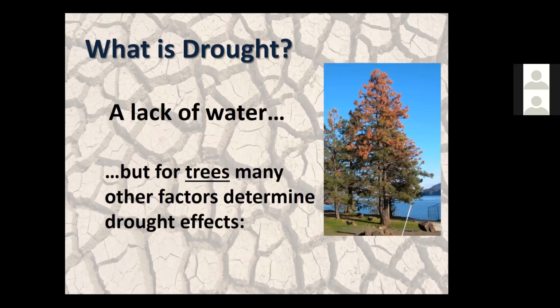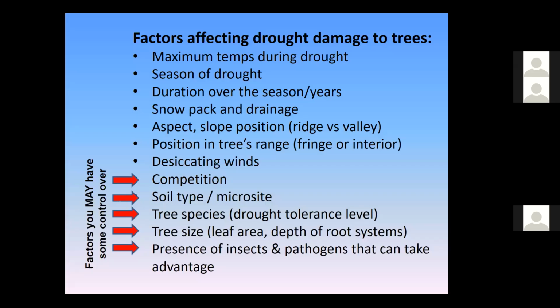But for trees, there are other factors that determine how that drought or lack of water affects them and whether or not they can recover from that damage or whether or not it might lead to some permanent damage or mortality. So here's a nice long list for you of all the factors that I could think of that would affect how a tree might respond to drought. And most of them are things that you're not going to have any control over.